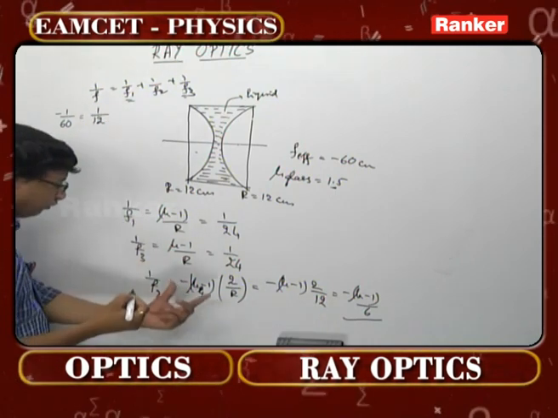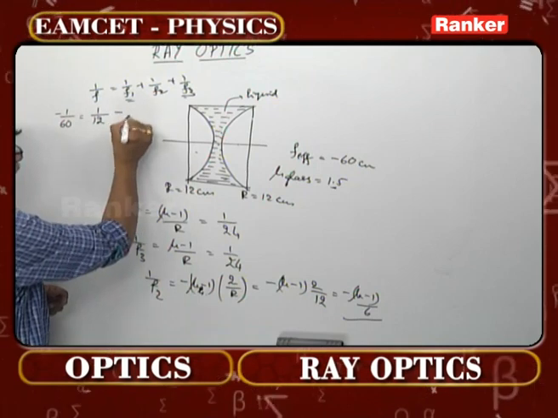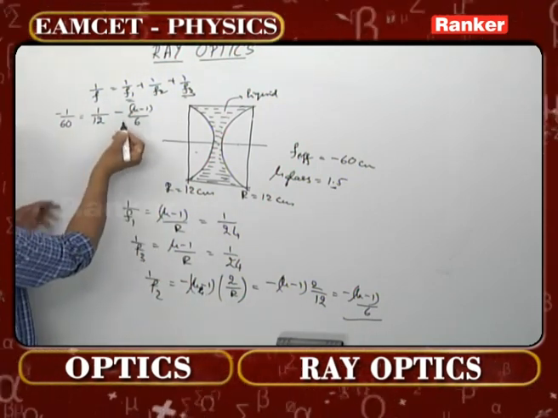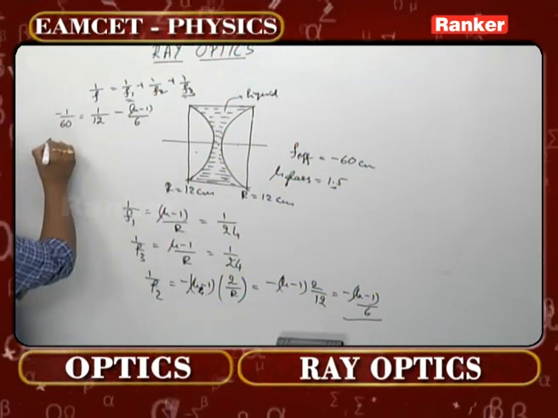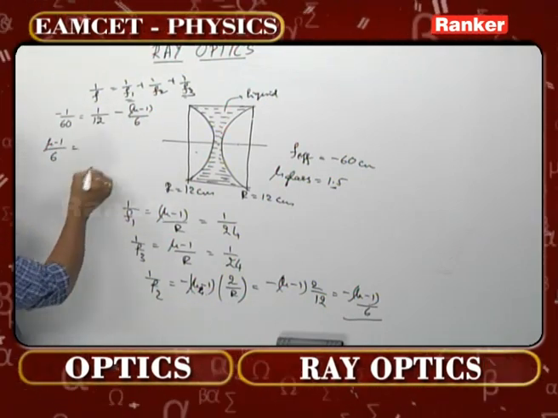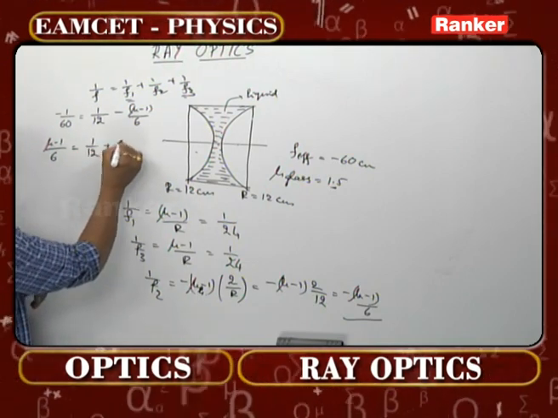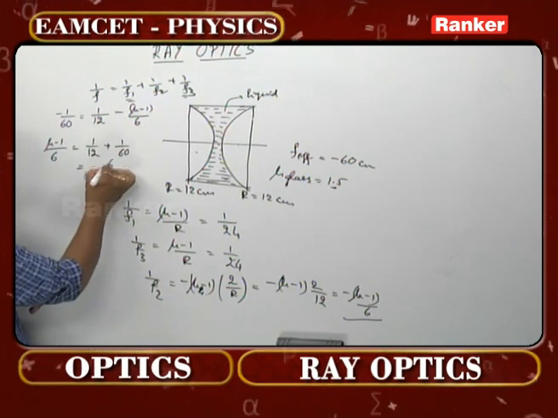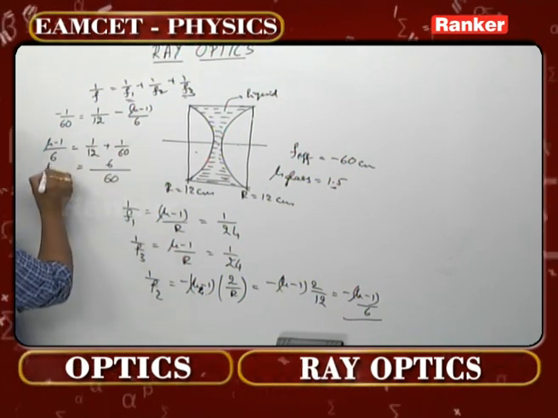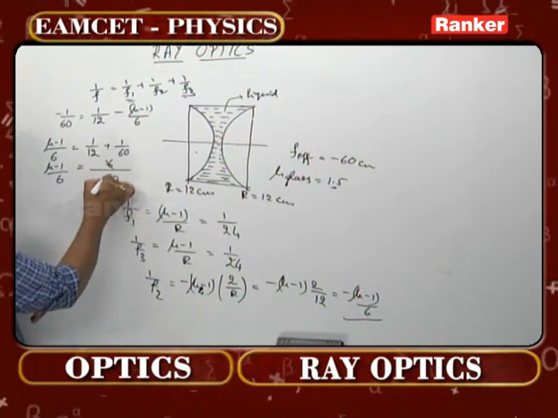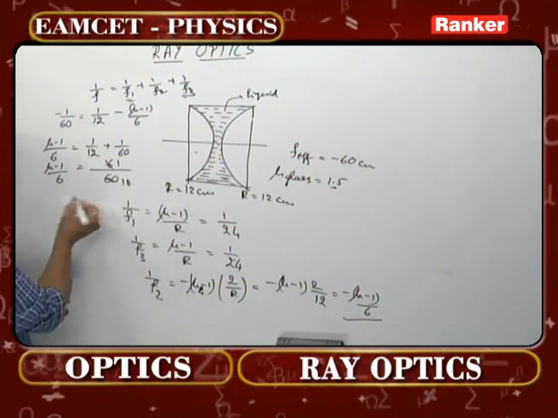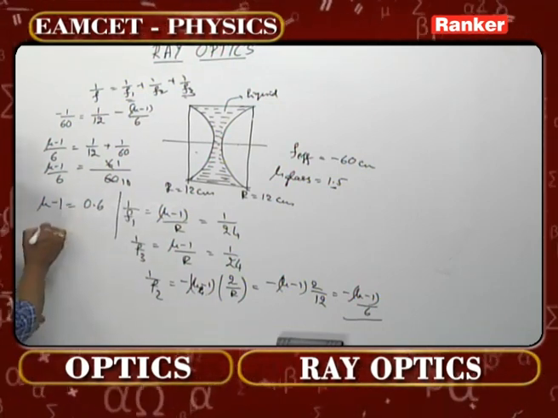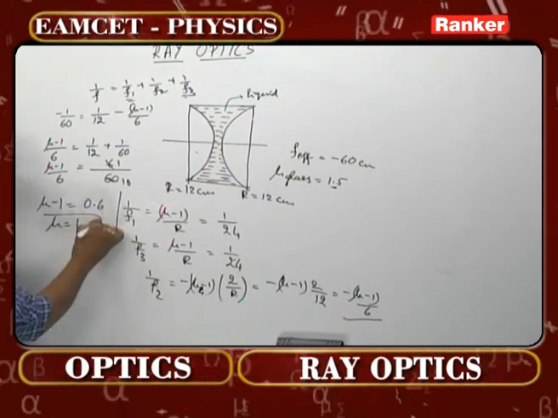Now what is 1 by f2 over here, please? Minus (mu minus 1) by 6. So you can bring this value to the other side, please. (Mu minus 1) by 6 is equal to 1 by 12 plus 1 by 60. LCM you can take 60 here, 5 plus 1, 6. You will be getting (mu minus 1) by 6 is equal to 1 by 10. Then what will be this value? Mu minus 1 is equal to 0.6 and mu will be 1.6 as such.